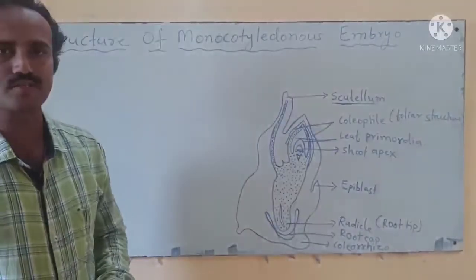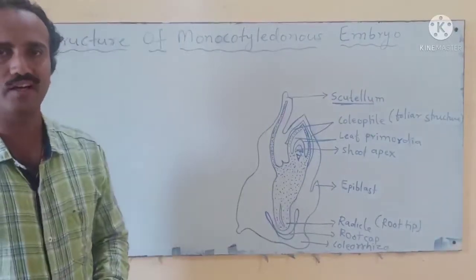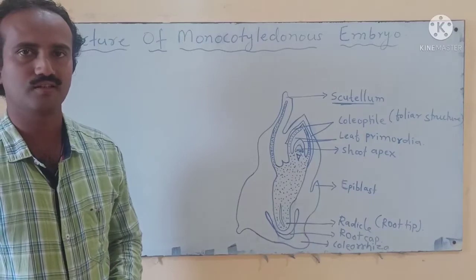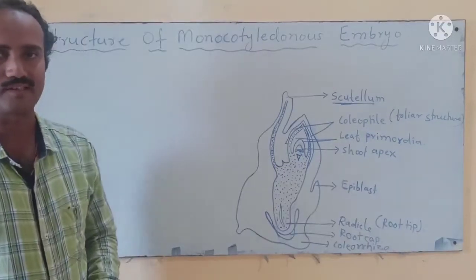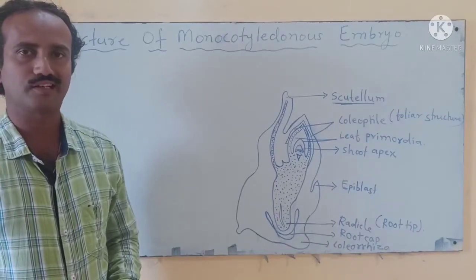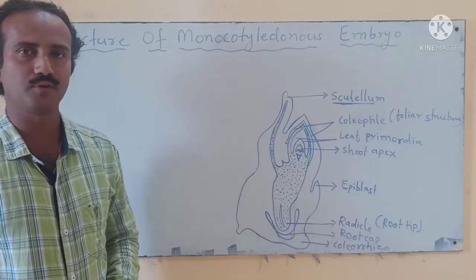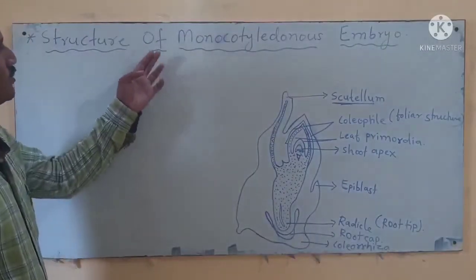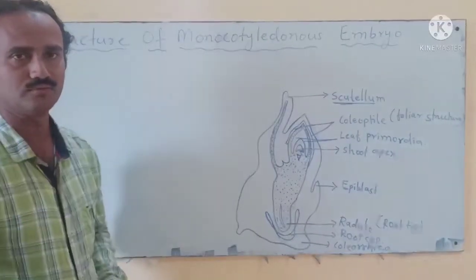Good morning, students. Today we are continuing with the chapter, sexual reproduction in flowering plants. Yesterday we discussed the structure of the dicotyledonous embryo. Today we are discussing the structure of the monocotyledonous embryo.